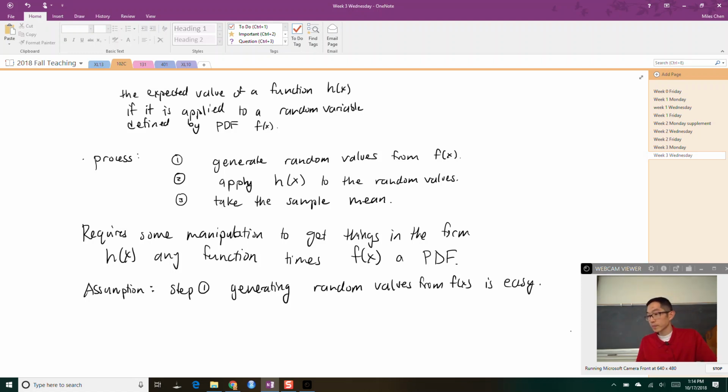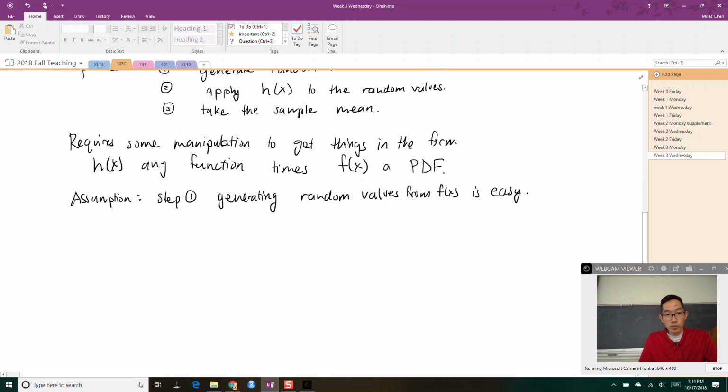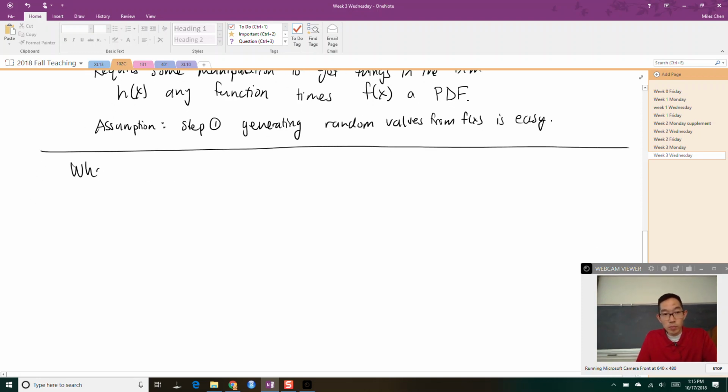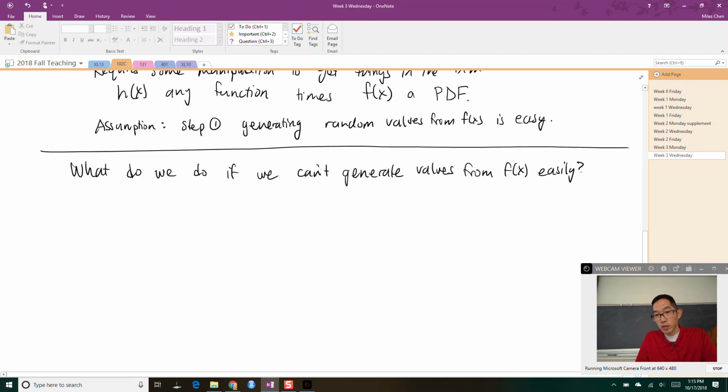So what do we do if we can't generate values from f of x easily? Or we do not want to use f of x for some other reason.